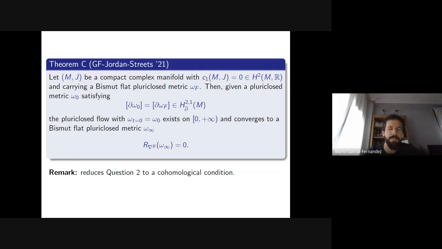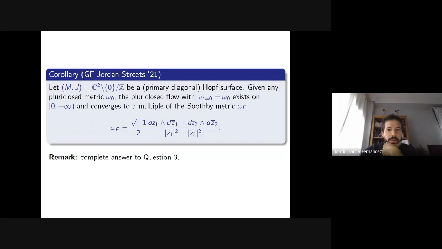But let me emphasize the fact, and this is one of the very few instances where this has occurred in the literature, that so far I haven't told you about generalized geometry at all, and now I'm going to use it for the proofs. And this is something which I think is nice about this work, that we really need this generalized geometric framework in order to understand this pluriclosed flow. Okay, so let me go for the proof of Theorem C.